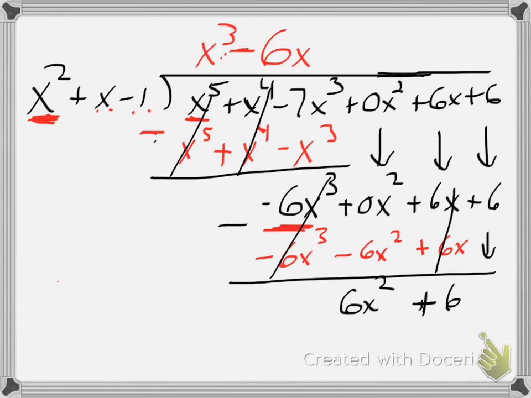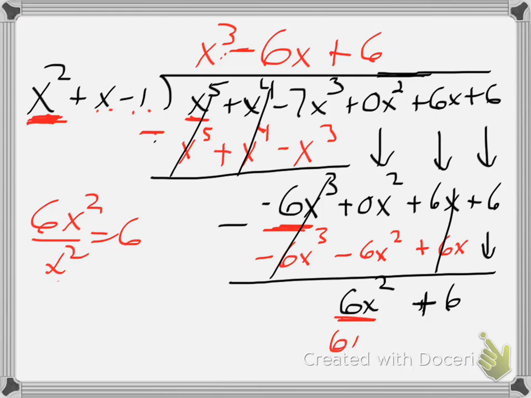Once again, I'll go first term divided by first term, so my x squared into 6x squared. And when I divide, I get 6, which goes up here, positive 6. Now again, I multiply through. So 6 times x squared gives me 6x squared. 6 times x gives me 6x. And negative 6. Now I should add up here, since I don't have an x term, I'm going to put a plus 0x so that I can subtract.